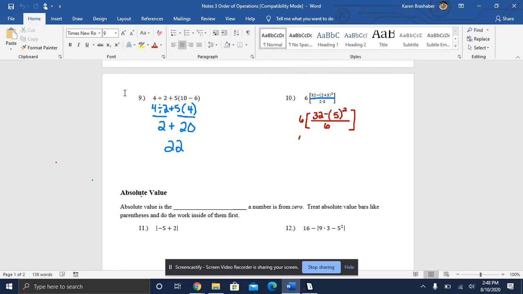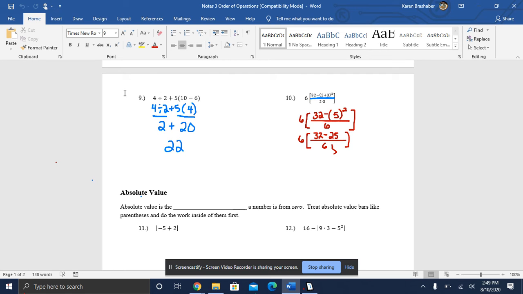And next I'll recopy my 6 on the outside of the bracket. I still have work to do in the numerator. So I'm going to recopy the 32 minus, and then I need to do the exponent. So 5 to the second power. 5 times 5, that makes 25. So my denominator, I will repeat as a 6.